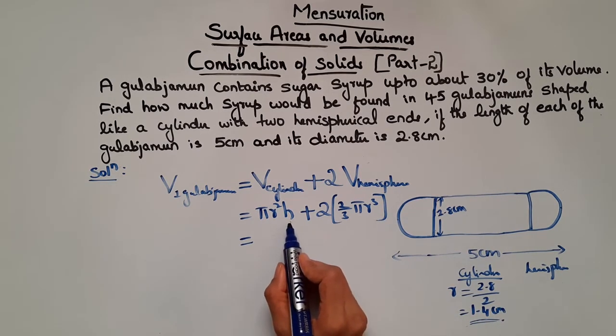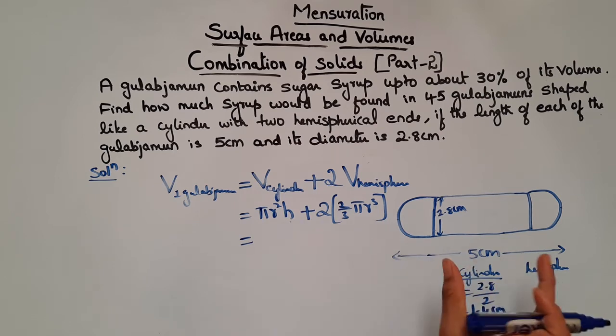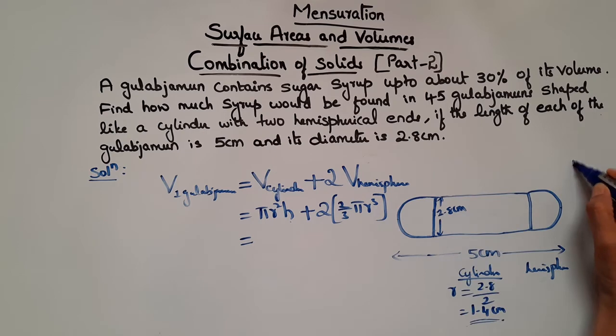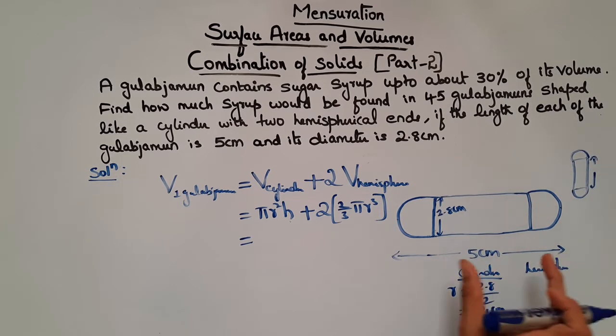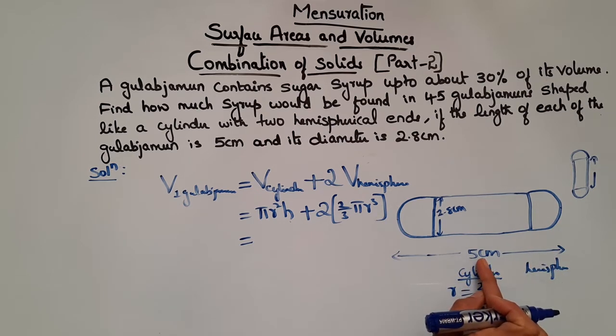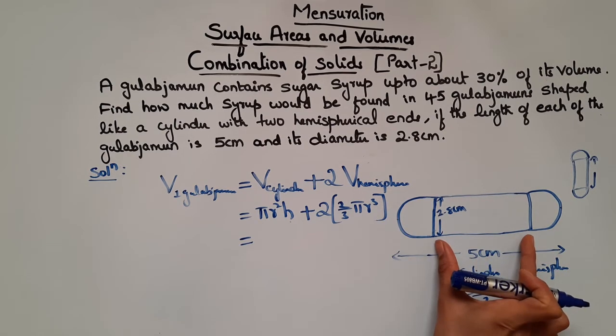So now what is the height of the cylinder? Here height is nothing but the length of the cylinder. If you place this gulab jamun like this, so this is the height, right? So which is nothing but the length of the cylinder. So what is the length of the cylinder here? We know the entire length is 5 centimeter. And what is this length?